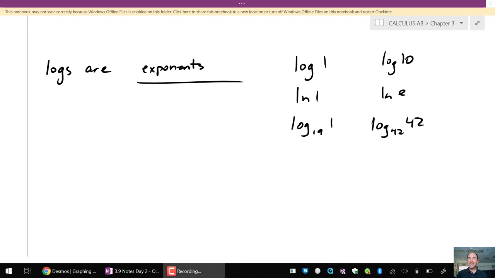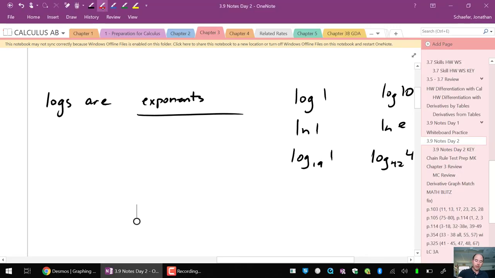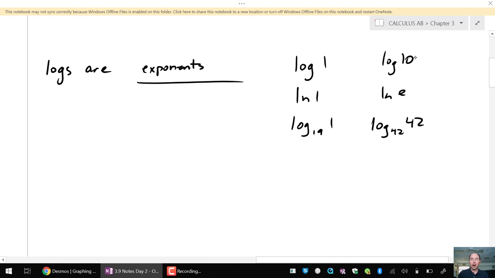Likewise, the natural log of e. Well, the base there is e. And what exponent will turn e into itself? Again, that'll be the exponent of 1. So here are just 6 quick examples to remind you about how logs work. So again, it was 0, 0, and 0, and then 1, 1, and 1.